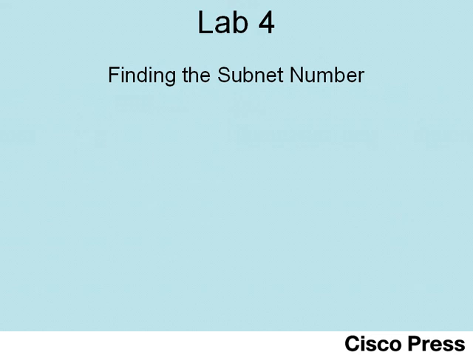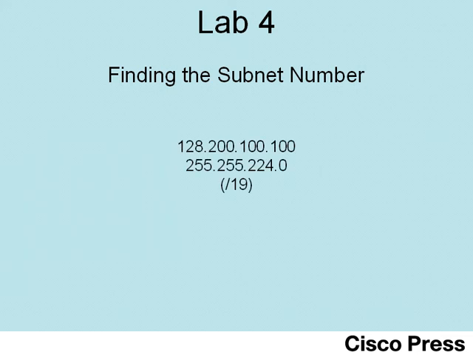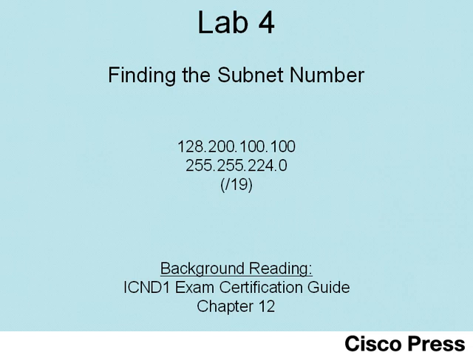Hello and welcome to ICND1 Lab 4, Finding the Subnet Number. This video demonstrates a process by which, with no binary math, you can find the subnet number in which an IP address resides. In particular, this video shows how to find the resident subnet for IP address 128.200.100.100 with mask 255.255.224.0. Also, if you're following along with the Cisco Press exam certification guides, note that it's best to have read Chapter 12 of the ICND1 book before watching this video.